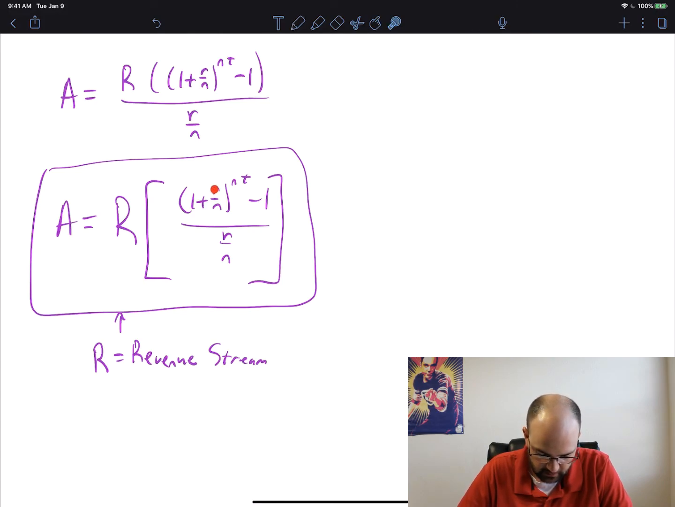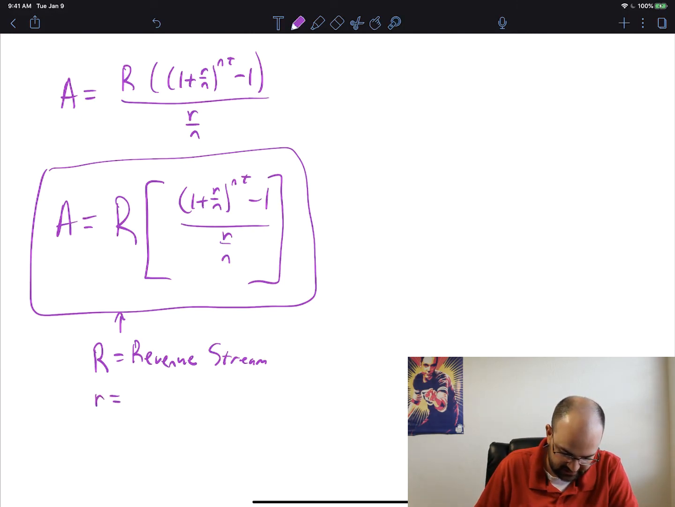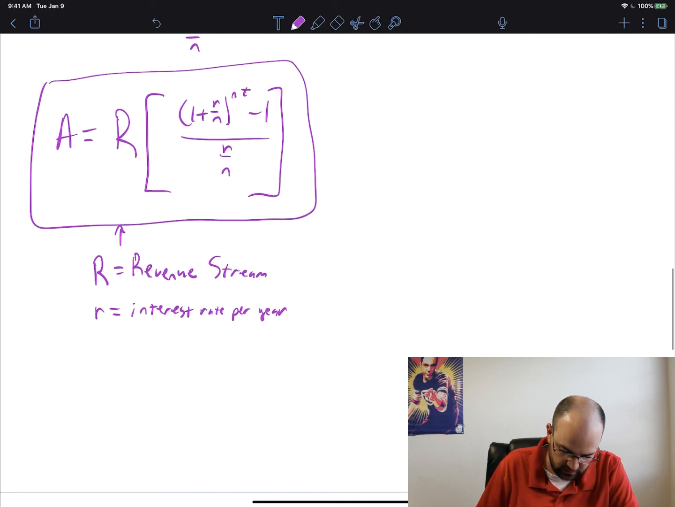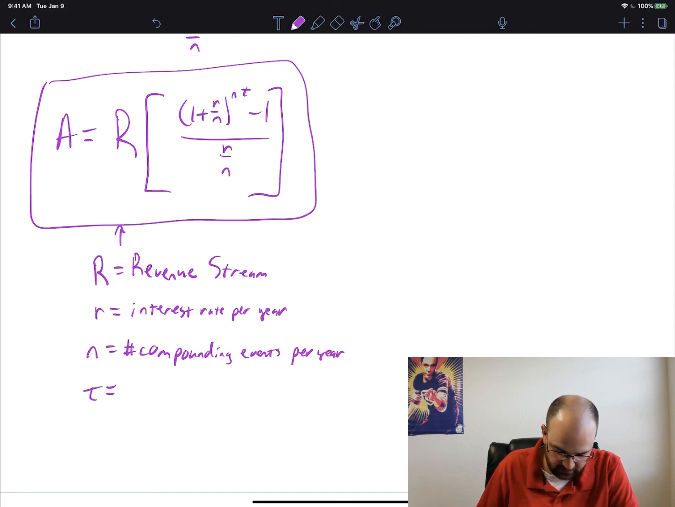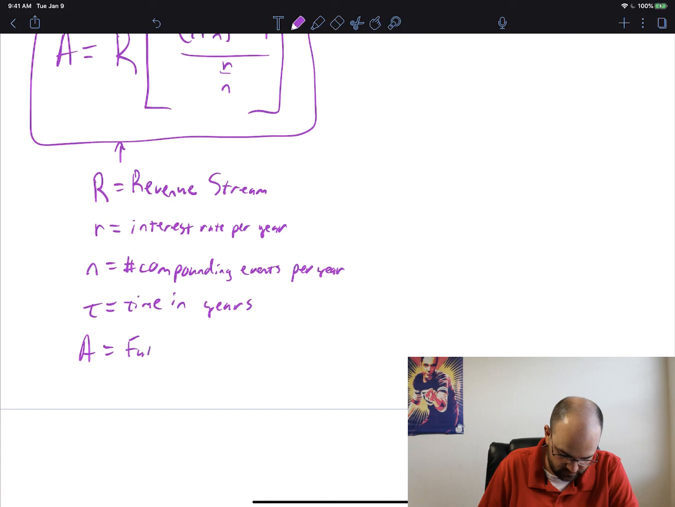But this little r and little n and t are all the same as normal. So little r is the interest rate per year. Little n is the number of compounding events per year. And little t, of course, is the time in years. And A is still just the future value, or if you will, the accumulated value.